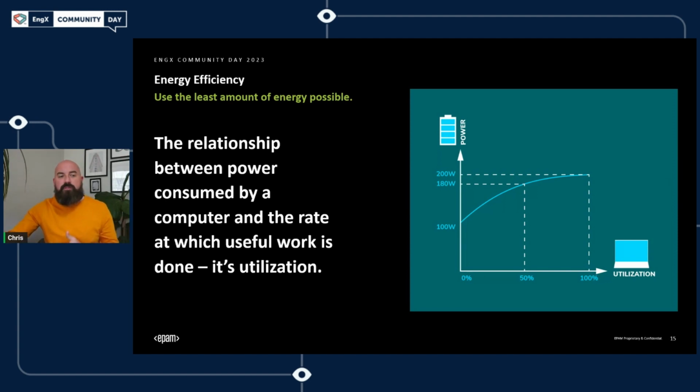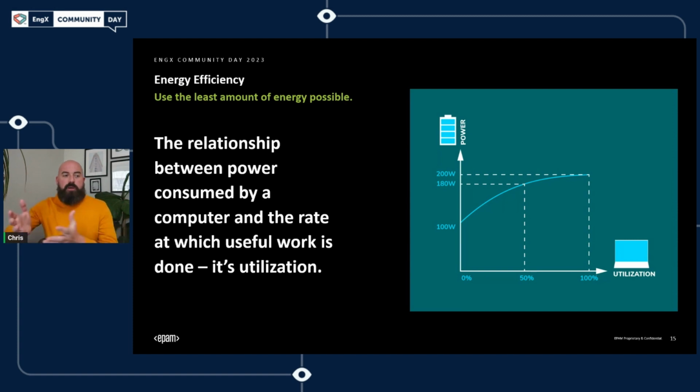And if you look at the graph there, you can quite clearly see the relationship between power and utilization is not proportional. So let's take a laptop or a server down there. When the utilization is at 0%, it's still using power. It's in an idle state. It's sitting there dormant, but it's still consuming power. Just because it's turned on, it's still drawing it.